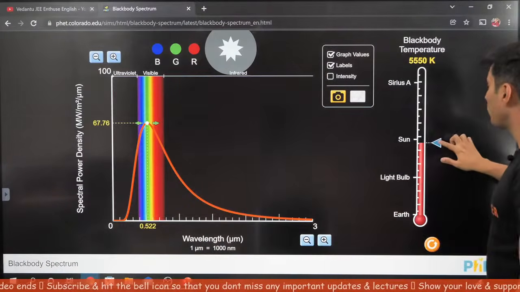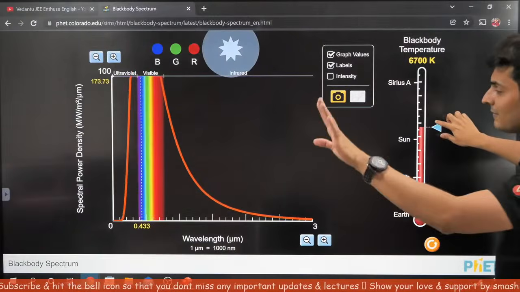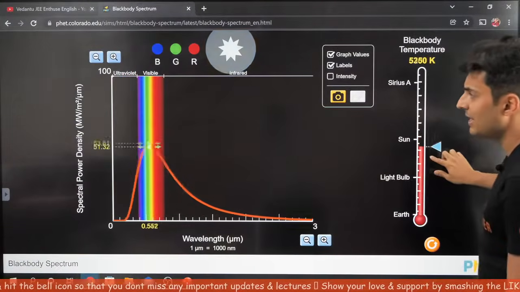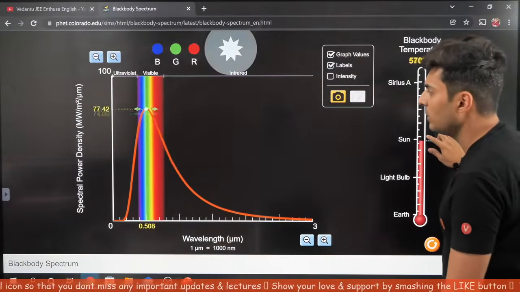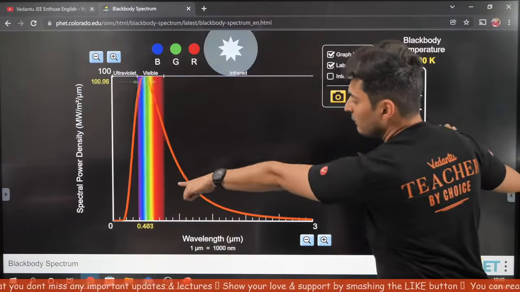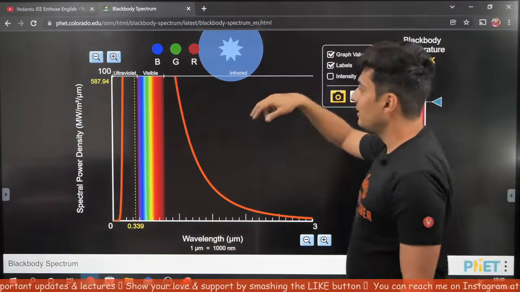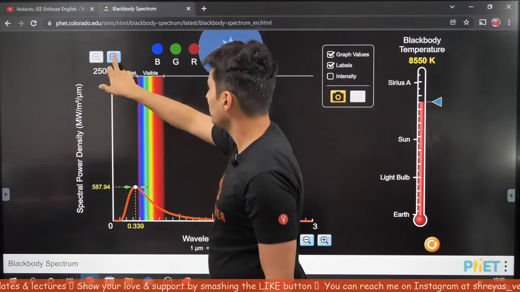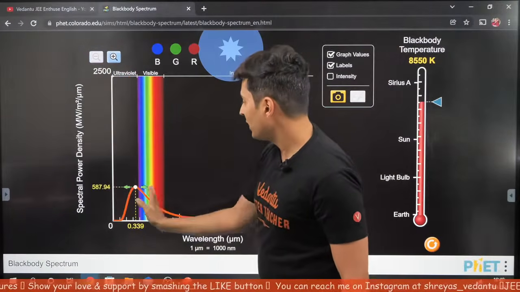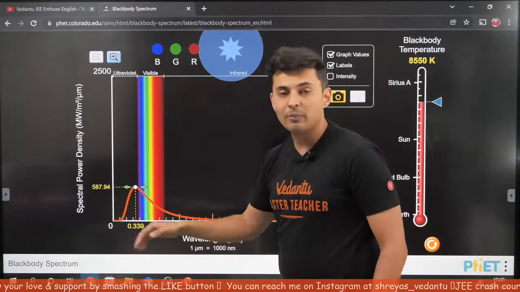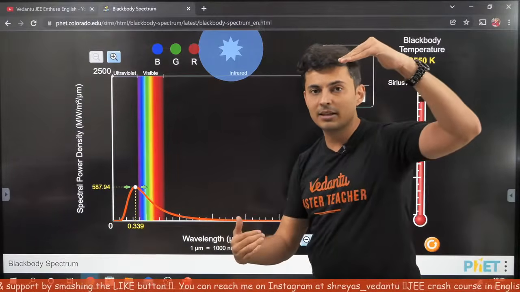And think about it, why is it shifting to the left side? Look at this, it is shifting towards the left side. I know the scale is going out of bound. So the maximum wavelength is shifting. Look at that. If I increase the temperature to 8500 Kelvin, I'll just zoom out. You can see it has shifted onto this side. The more the temperature, the less the wavelength.